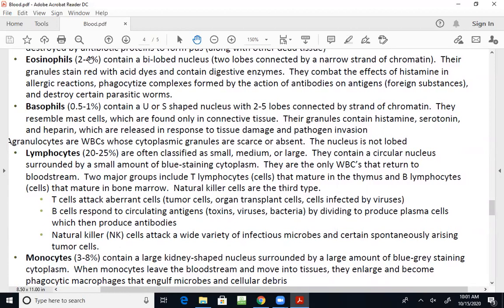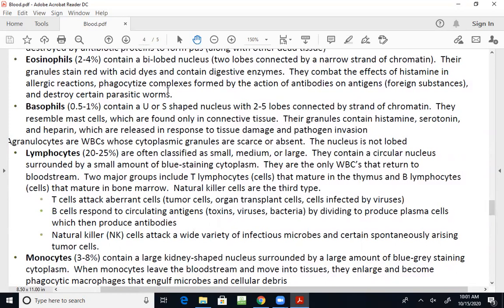Eosinophils, very small number, 2 to 4%, contain a bilobed nucleus. Bi, once again, means 2, so there are 2 lobes, and those are connected by narrow strands of chromatin. Granules stain red with acid dyes and contain digestive enzymes, not super important. What is important is what they do. They combat the effects of histamine, a chemical that we produce in allergic reactions.